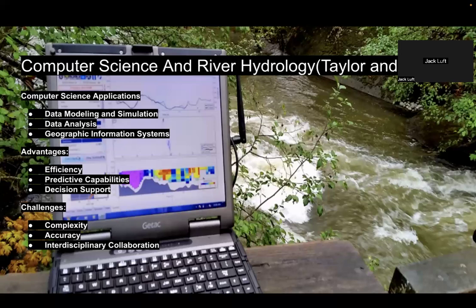Some challenges that may be faced: it might be pretty complex, integrating diverse data sources and models. Accuracy: you may need to ensure models reflect real world conditions accurately. And interdisciplinary collaboration. This requires expertise in both computer science and hydrology for effective application.